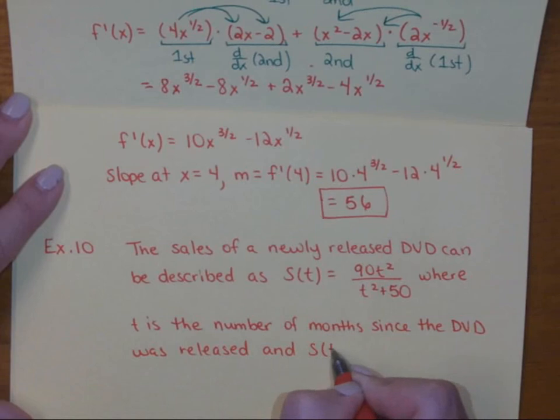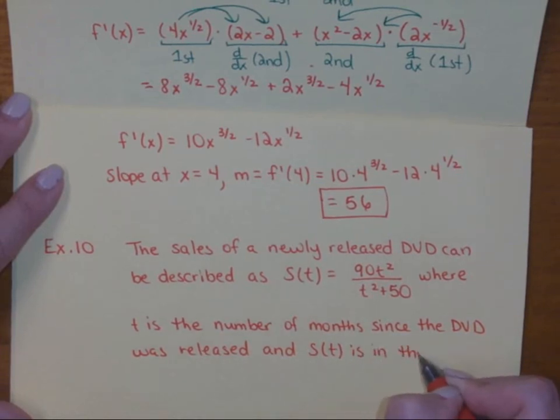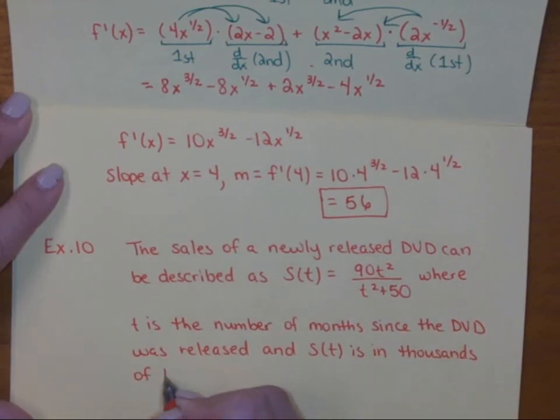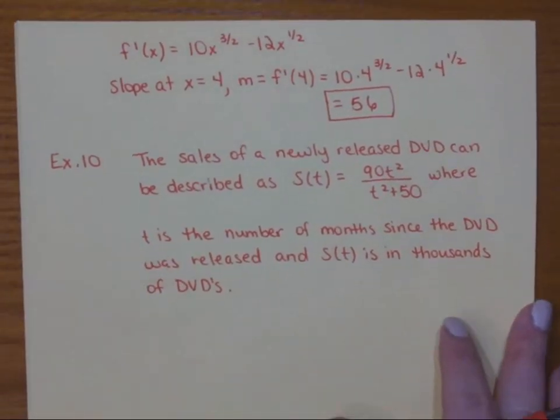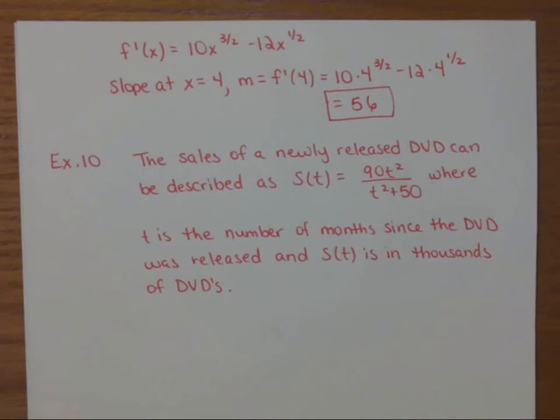And S of t is in thousands of DVDs. So in other words, you're going to have a big change in the sales of DVDs depending on how old the movie is, right? We're going to assume for the most part that DVDs that are older probably won't sell as much, right? New releases typically sell better than older releases. Okay, it's not always the truth, but pretty close.